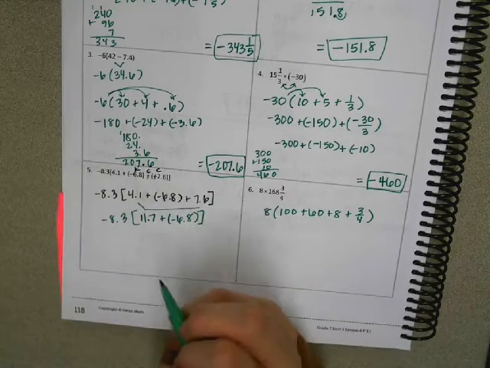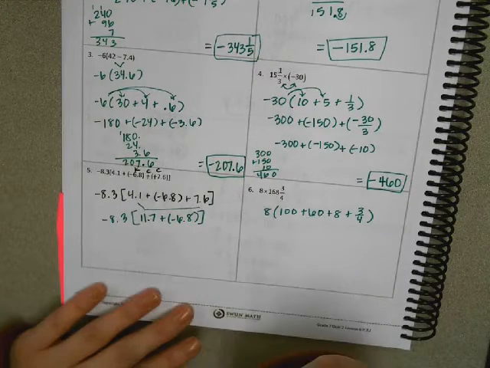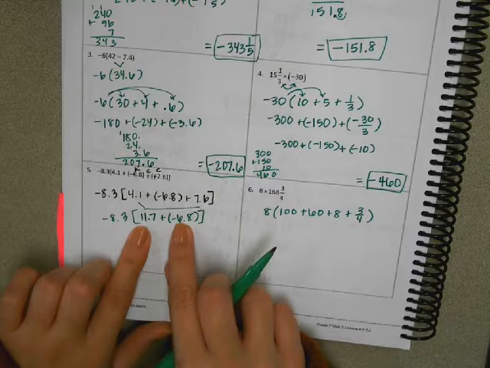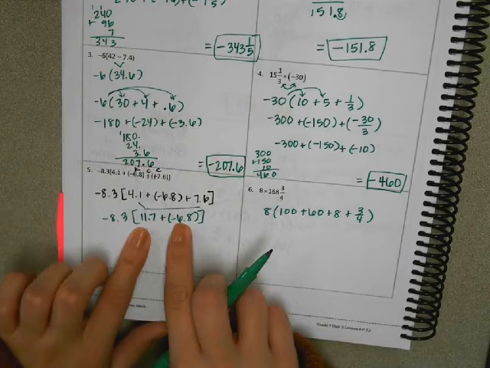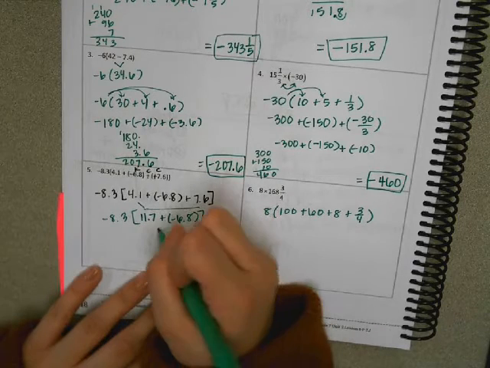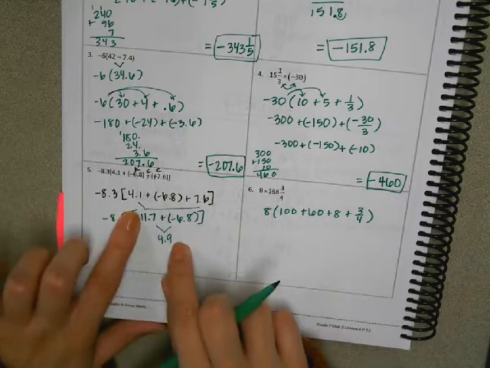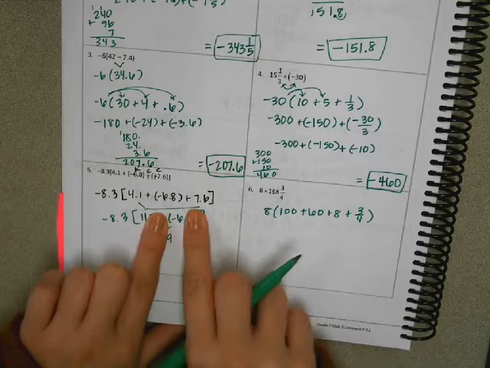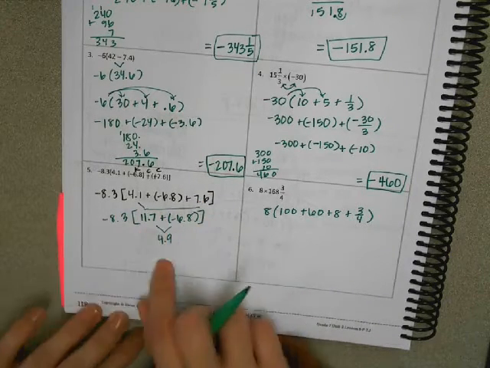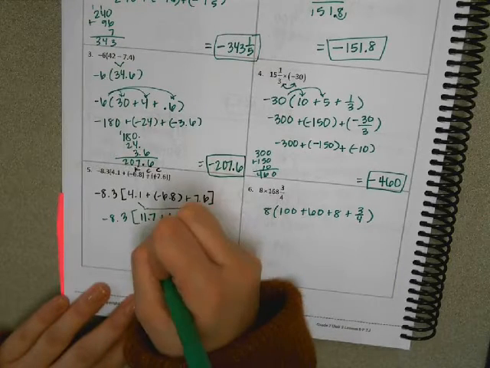I can use my own knowledge, right? We have two different signs, so I'm going to find the difference of the absolute values and keep the sign of the bigger absolute value. 11, right? If I'm looking at the number in front of the decimal, 11 is bigger than 6, so I'm going to keep the positive sign.